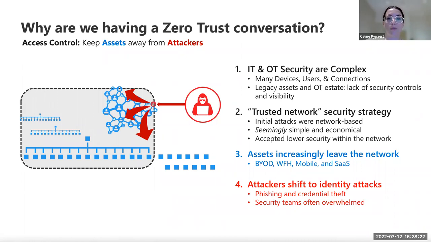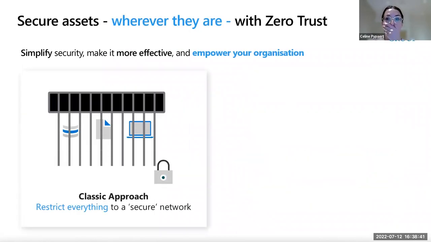And then attackers also have been shifting more to identity attacks. Whether these identities are users or devices, they're shifting more towards identity attacks rather than just the network. So things like phishing and credential theft, and security teams obviously are overwhelmed. So about The Open Group then, and based on NIST as well, they've come up with architecture frameworks. So really each identity should be verified and needs to be compliant, whether they're inside the network or not.